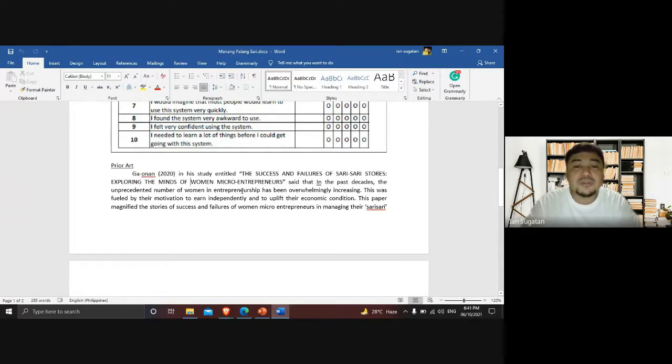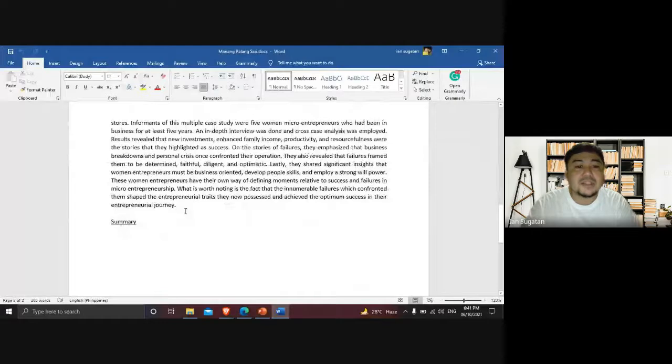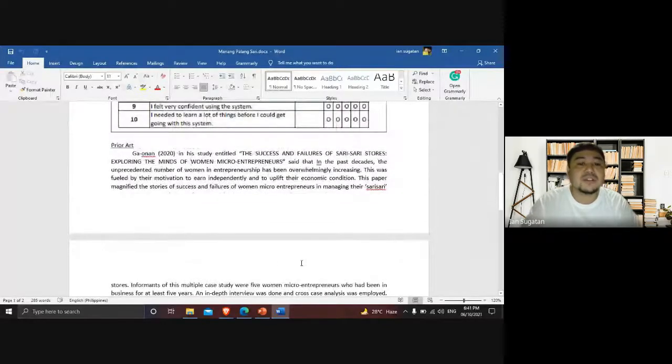Micro-Entrepreneurs. Your title should be related to ICT, to systems. So you say that blank blank blank, and then I just copy and pasted the abstract here. So this is all your prior art already.